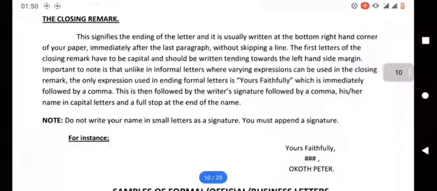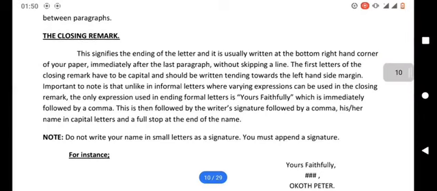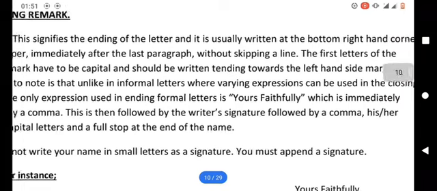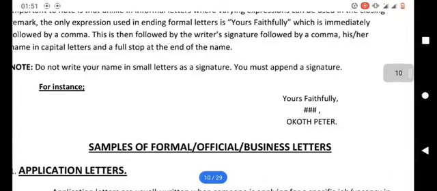Then we move to the closing remarks. This one signifies the ending of the letter, and it should usually be written at the bottom right hand corner of your paper, immediately after the last paragraph, without skipping a line. The first letters of the closing remark have to be capital and should be written tending towards the right hand side. I think you can see here.